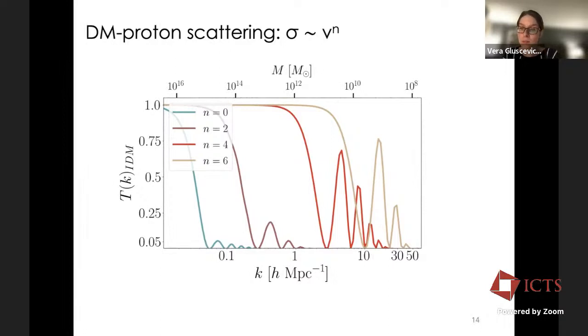So you can couple dark matter with baryons so strongly that you initiate acoustic oscillations in the dark matter fluid itself, and that imprints a particular scale that's shown in this plot here. So here I'm showing 4 different velocity dependencies.